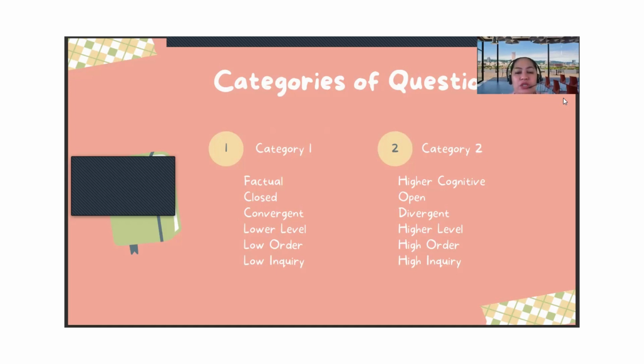And then the convergent and the divergent. So it's actually similar. One is lower level and the other is higher level thinking skills, while one is low order, the other is high order, one is low inquiry, and the other is high inquiry. So these are actually similar.